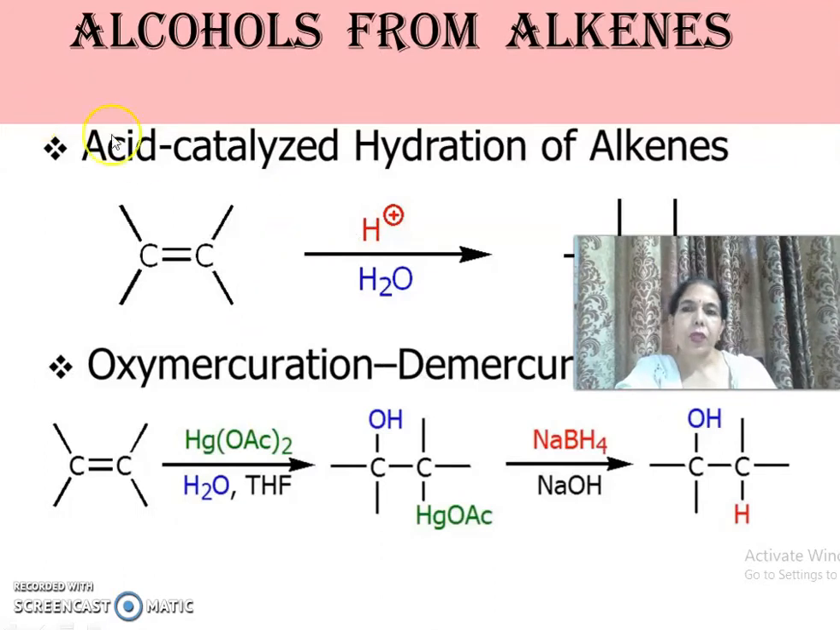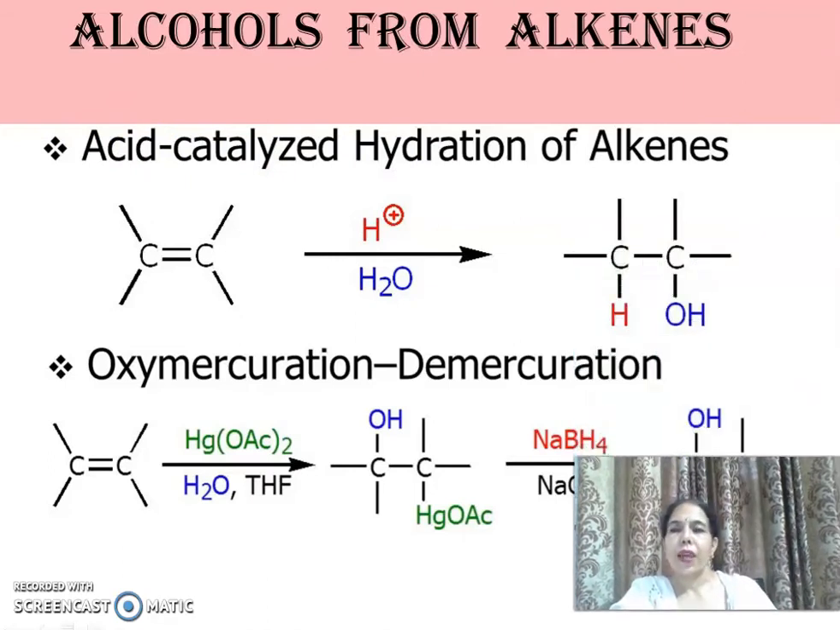Alcohols can also be obtained from alkenes, that is, by acid catalyzed hydration of alkenes, in which the alkene is treated with water in the presence of acid. That is, H and OH groups are attached across a double bond. Hydration of alkenes takes place but in the presence of acid, so it is acid catalyzed hydration of alkenes. Similarly, oxymercuration demercuration, as the name indicates, involves two steps. In the first step oxymercuration takes place, and in the second step demercuration takes place.